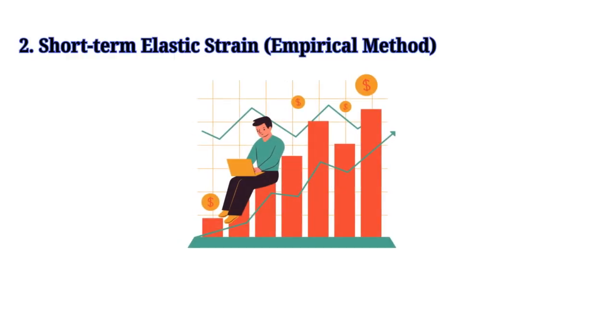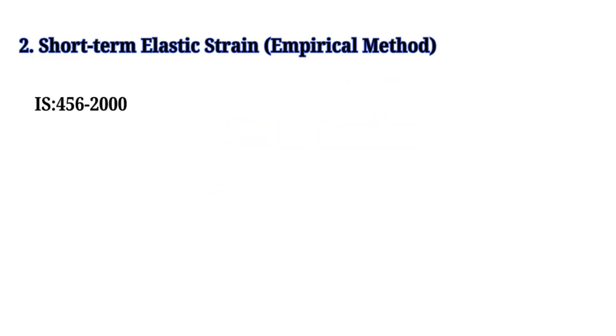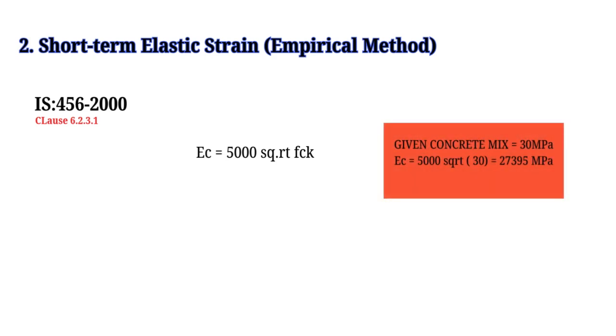As the graphical method is a time-consuming and difficult task, IS 456-2000 gives an empirical formula in clause 6.2.3.1. This empirical formula is given by EC is equal to 5000 square root of FCK. Let's say our concrete designed is 30 megapascal. Then FCK is 30 Newton per mm square.